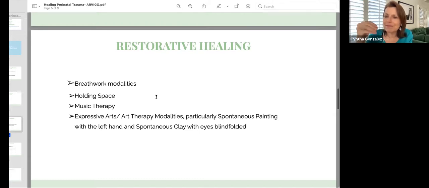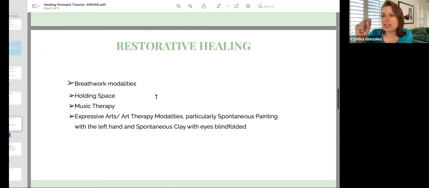It's so important. Music therapy is also brilliant, and it can open up all kinds of different spaces to access different emotions. And then the one that I'm very specialized in is the expressive arts, the art therapy modalities. I say particularly using spontaneous painting with the left hand and spontaneous clay with the eyes blindfolded. These two ways of using art are the most profound and effective to getting directly into the cellular memory of what happened in any birth trauma, or perinatal trauma in general.